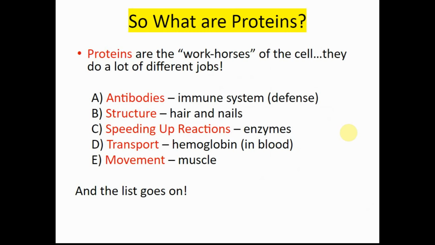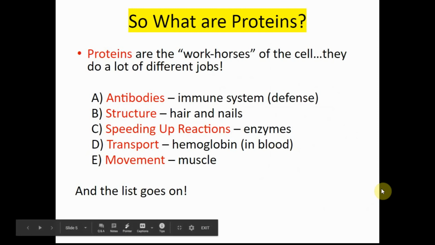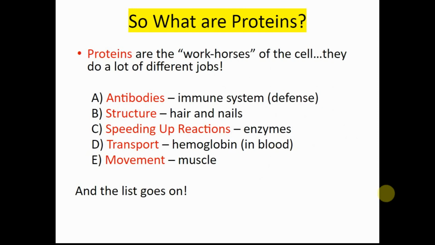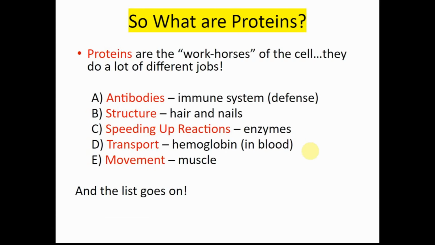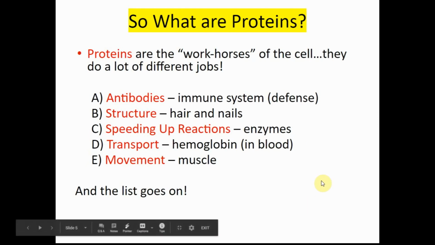So if DNA is the genetic molecule in cells, then what are proteins used for? They actually do a lot of different jobs in the cell, and that's why they're called the workhorses of the cell. Here are 5 possible functions for proteins. Antibodies are proteins in your immune system that will mark pathogens like bacteria for destruction by your white blood cells. You have keratin protein in your hair and nails that's used for structure. You have enzymes that are used for speeding up reactions.